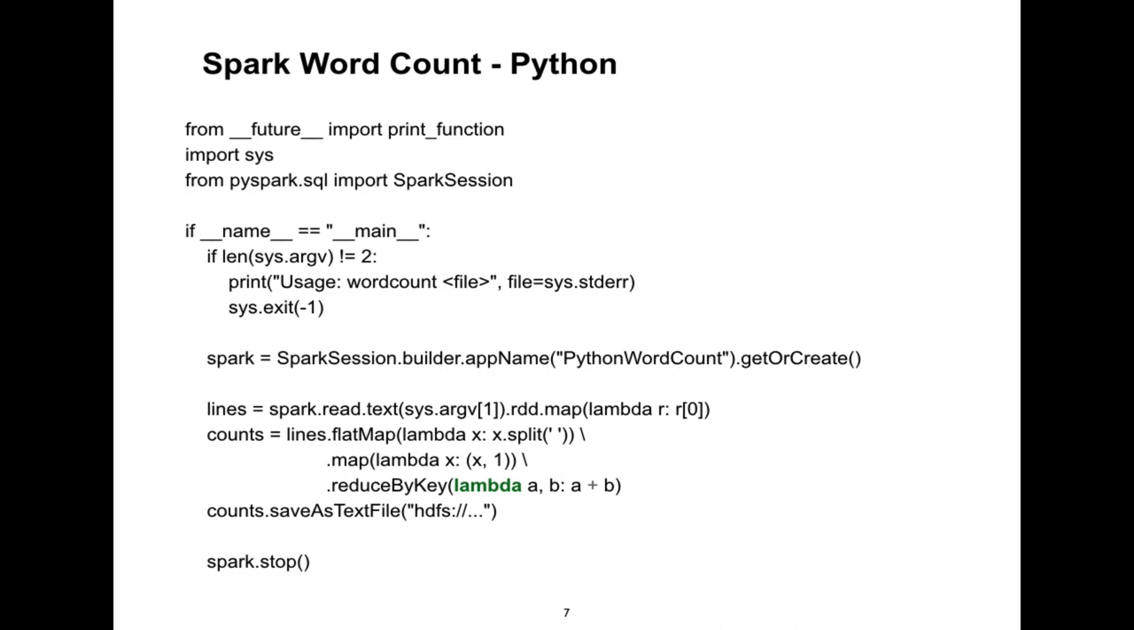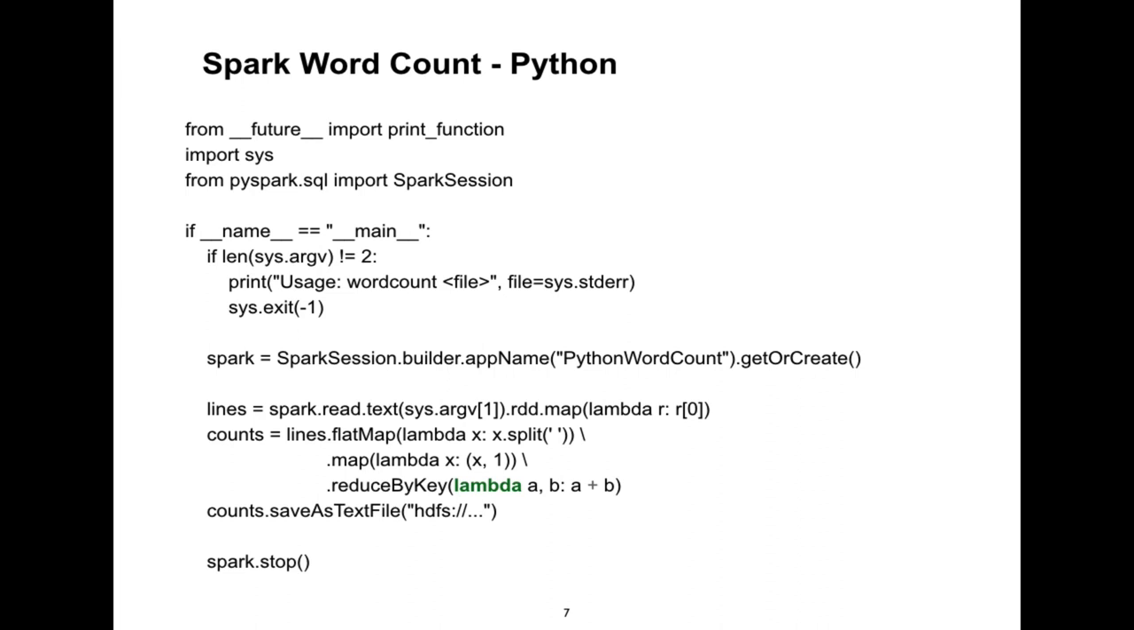Now using Spark with Python, we have some imports, the standard sort of Python. You need to give me two arguments, otherwise I can't run. And I then have to get what they call a Spark session, which allows us to do various things. And so now I'm going to read the argument and convert it into an RDD with each row being a line.